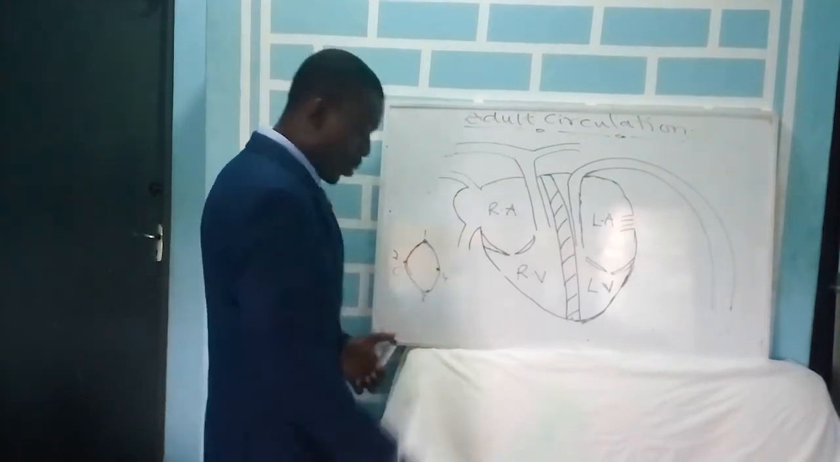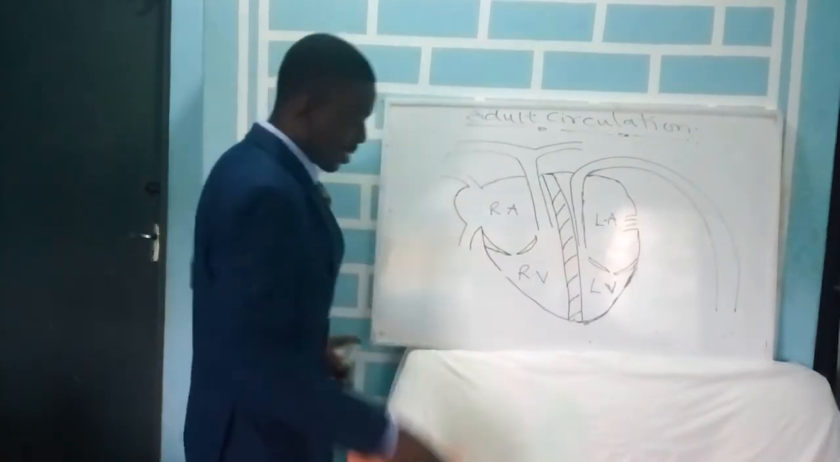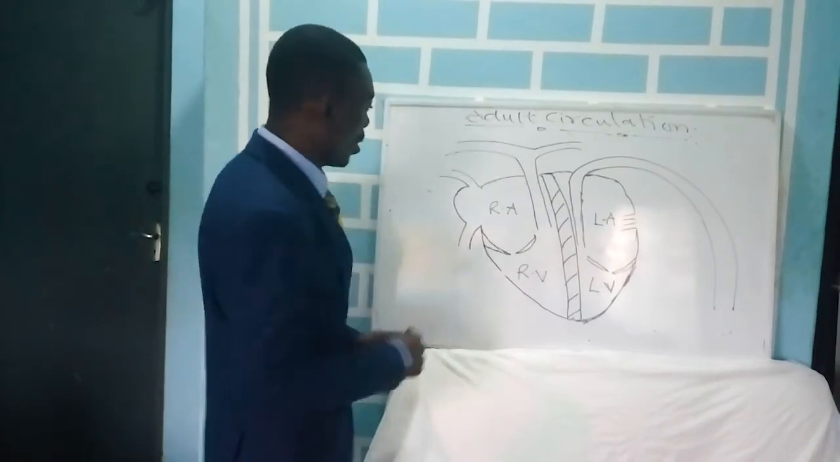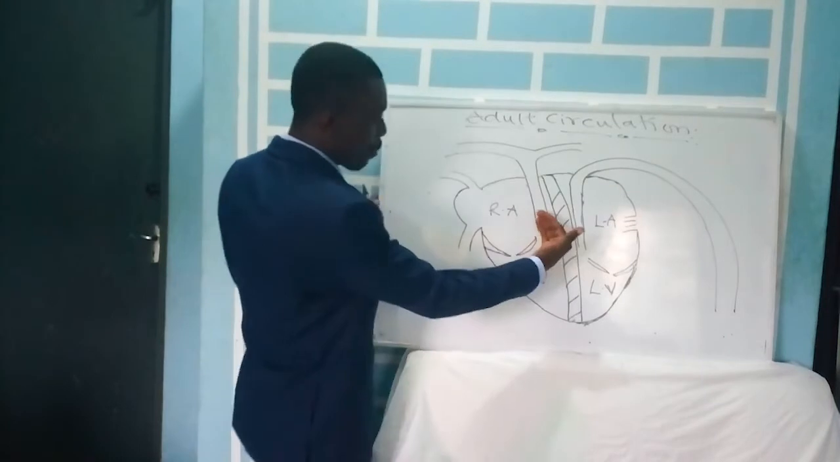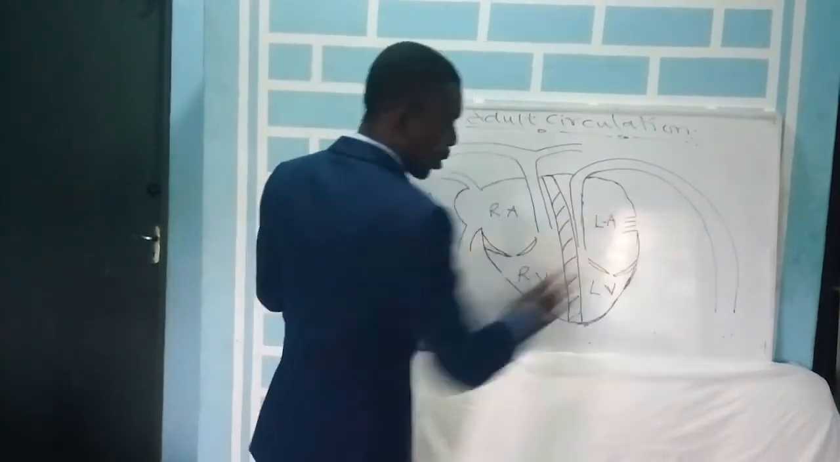Okay. So now let's look at the parts of the adult heart. Then from there, we will look at how circulation occurs in the adult heart. So when we look at the structure very well, we realize that this side forms the right side of the heart, whilst this side forms the left side of the heart.